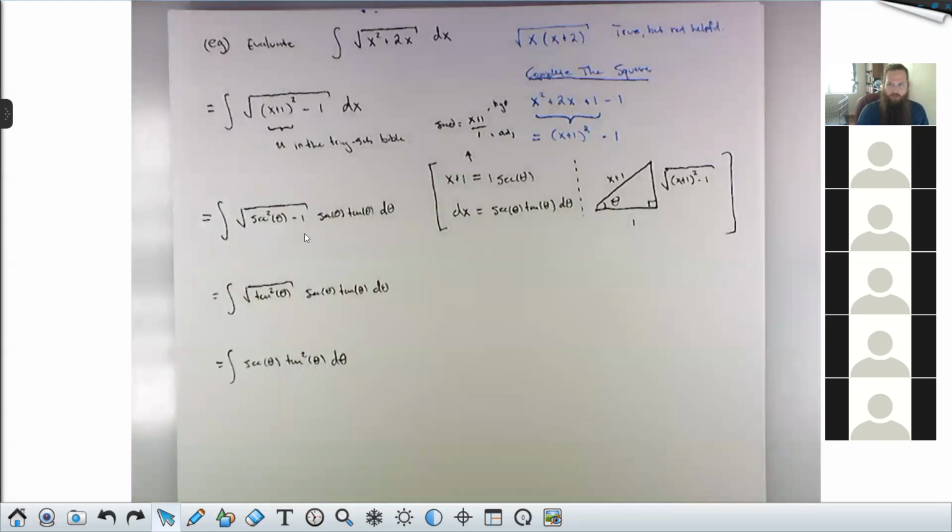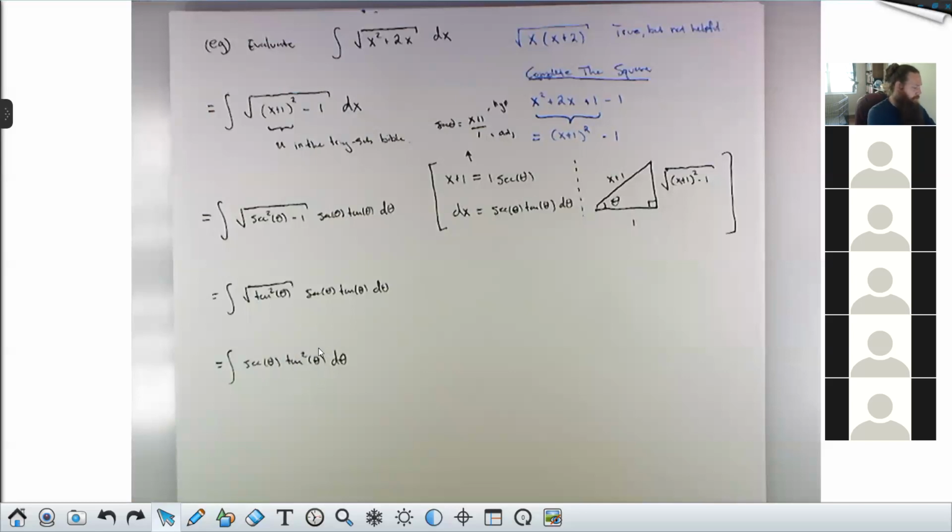And all of your stomachs should just have dropped. Why is this unpleasant? Because of the square. Yeah, that's one way to say it. This is an odd power of secant times an even power of tangent, which is not the nice case. It's not either of the nice cases. This is that unpleasant looping IBP case.